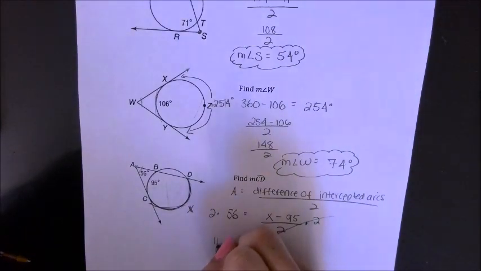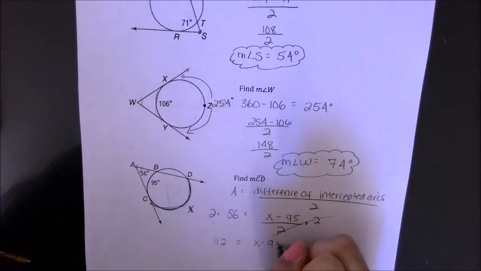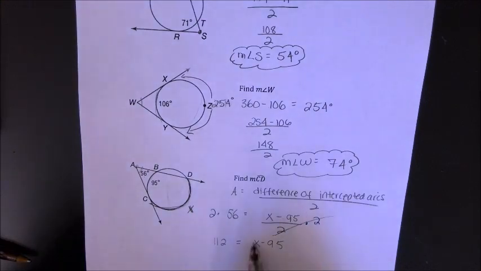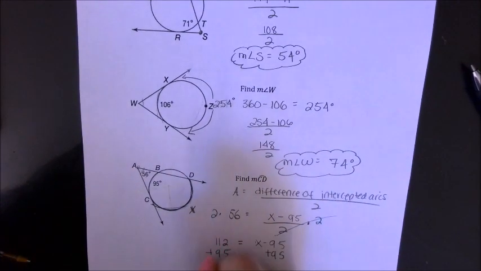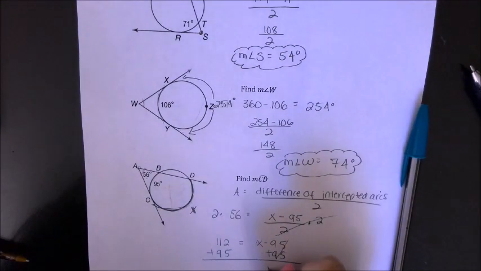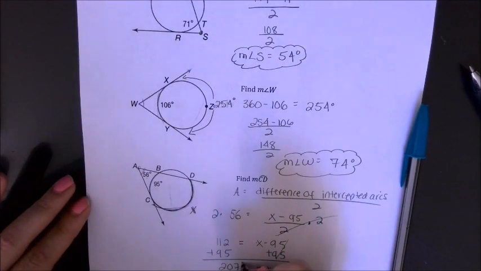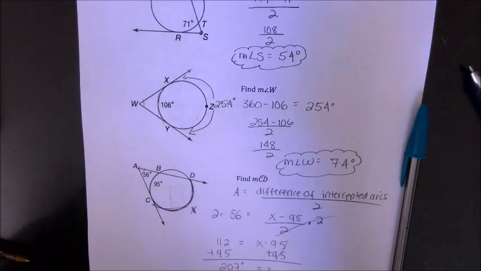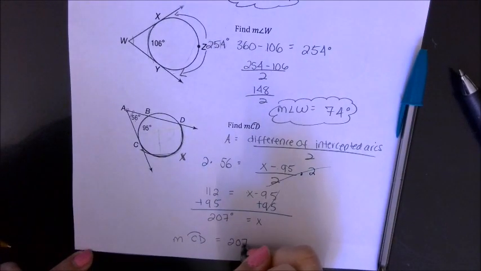That gives me 112 equals x minus 95. Now there's no more fraction to worry about, and it's a one-step equation. You're solving for x, so I want x to be by itself. I see subtracting, so I do the opposite: I add 95. When you add that, you get x equals 207 degrees. So that means the measure of arc CD is going to equal 207 degrees.